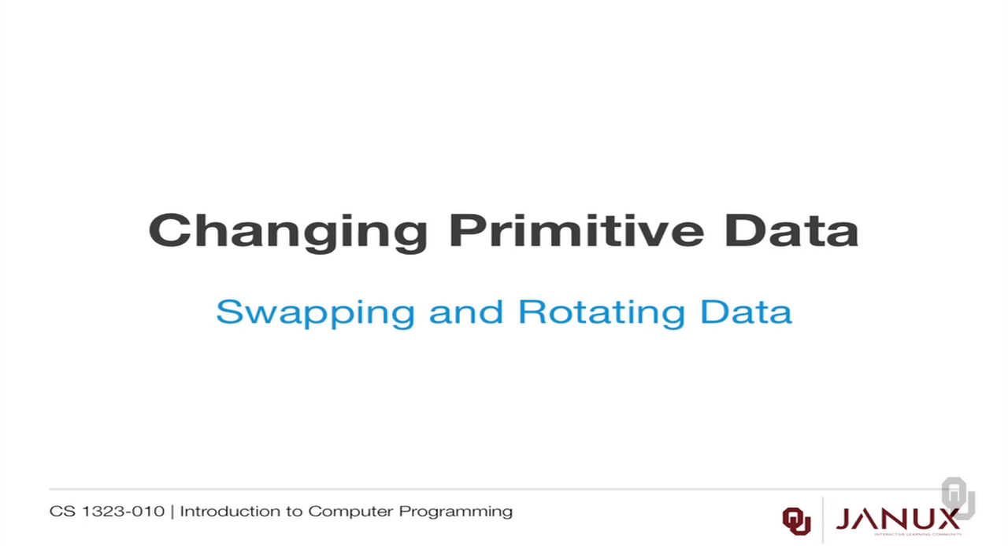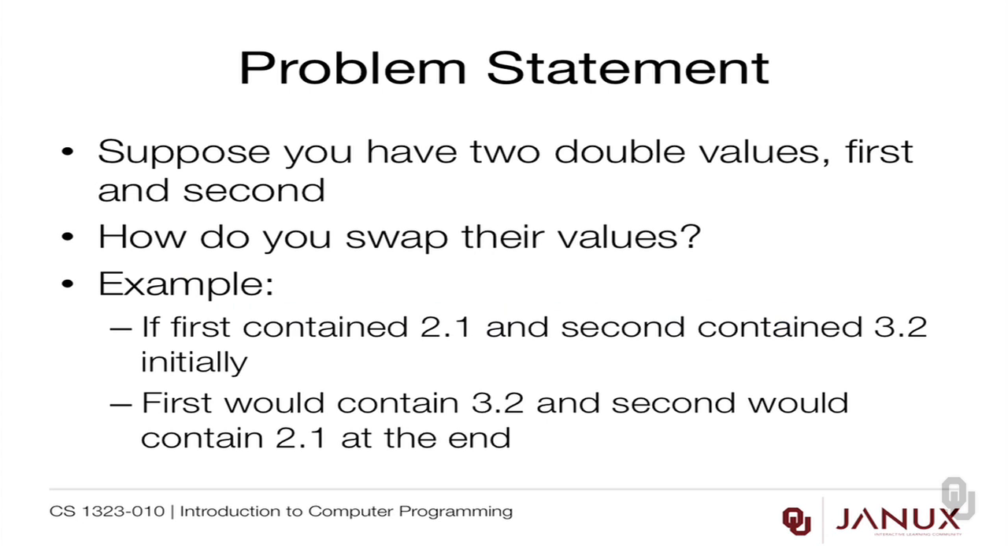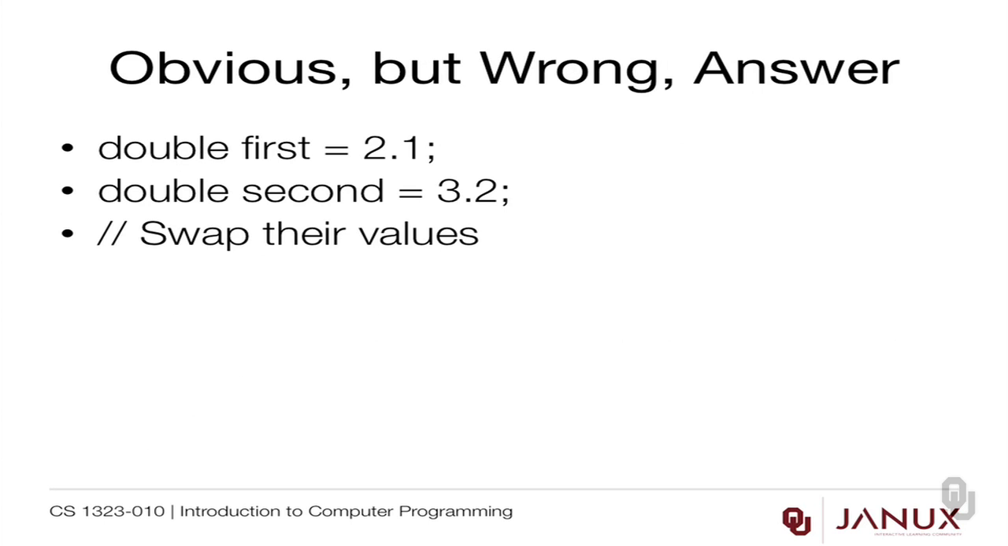Let's continue our study of changing primitive data by examining the problem of swapping and rotating data. Here's the problem statement. Suppose you have two double values, first and second. How do you swap their values? Now what I mean by this is if first contained 2.1 and second contained 3.2 initially, how would you change it so first would contain 3.2 and second would contain 2.1 at the end?